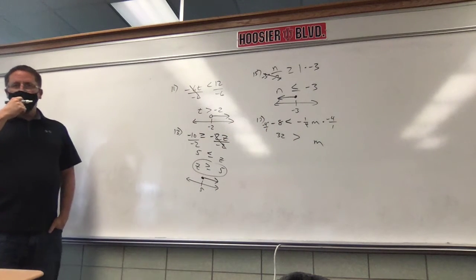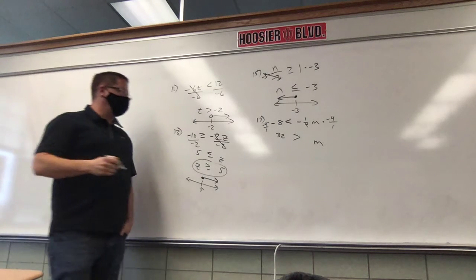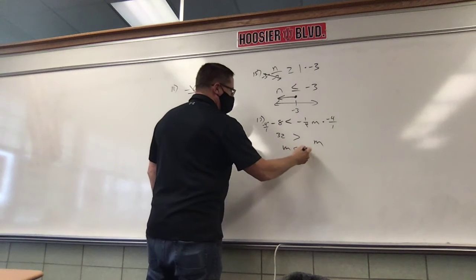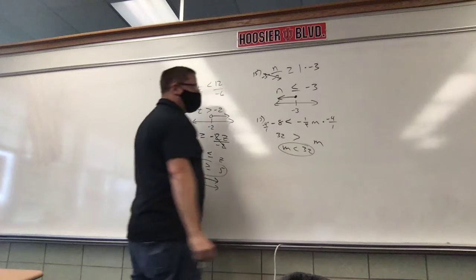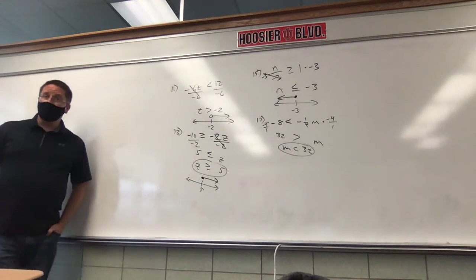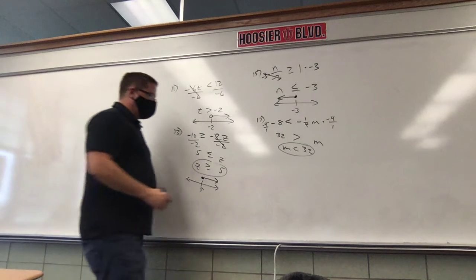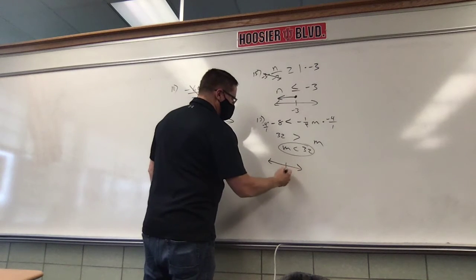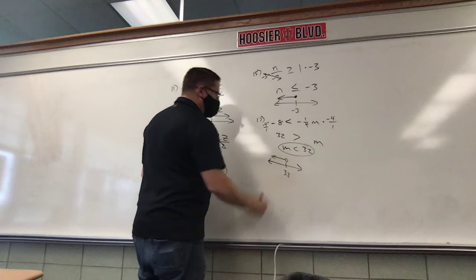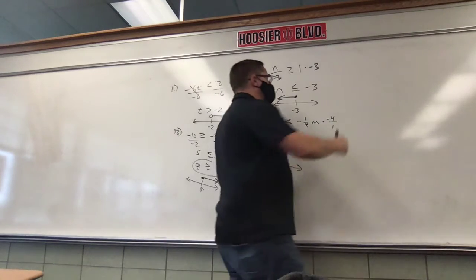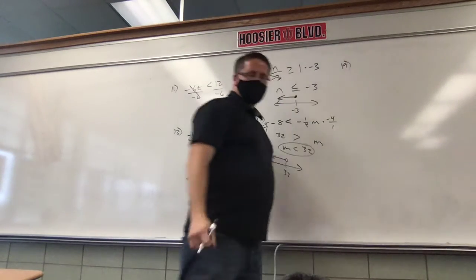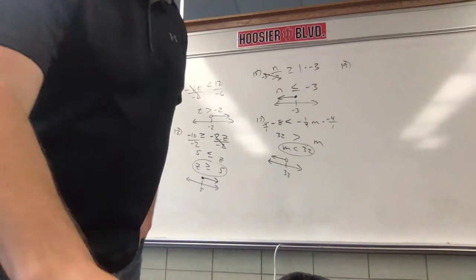I'm going to rewrite that though, I don't like m on the right. So put m is less than 32. Again, we flipped it twice. The first time because we multiplied by a negative. 32 is in the middle and it points to the right. Open or closed? Open. Why is it open? Because there's no equal sign. No equal sign, no line. Looks like a Z.